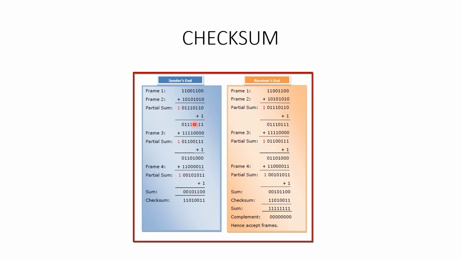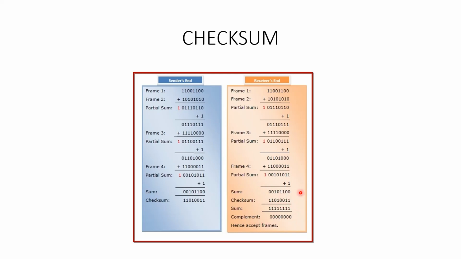So if the receiver gets the value 0, that means there is no error in the transmission, and the receiver will simply take the data. So this is frame 1, frame 2, frame 3, frame 4, and this is the sum of all the frames. This sum will be added to the checksum value, and then we will get the sum as all ones, and then we will complement it.